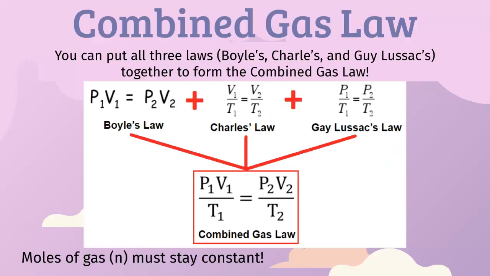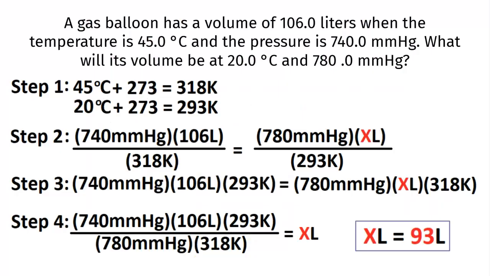The combined gas law puts all three of our laws together because in the combined gas law, all three of the variables can change. So the pressure, the volume, and the temperature can change. The only thing that has to stay constant in order for the combined gas law to apply is the moles of gas. So you can't add or take away the amount of gas. Let's practice using the combined gas law formula.